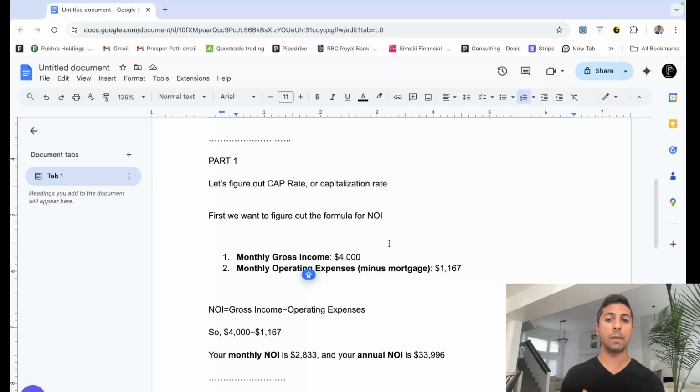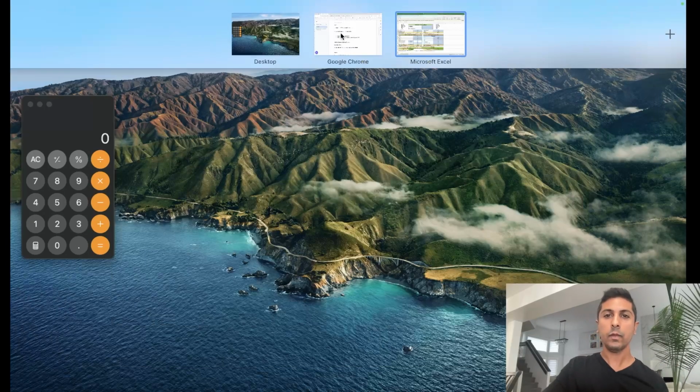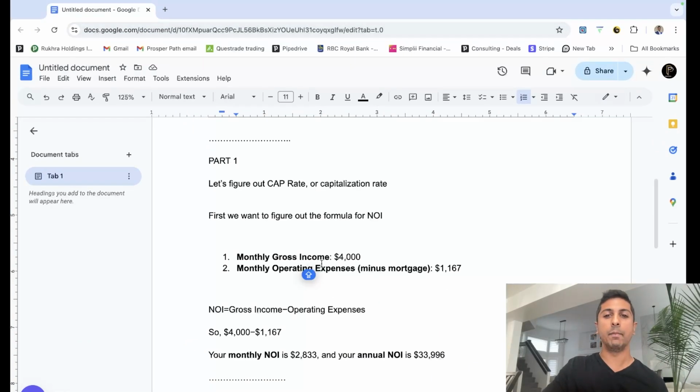So again, for our example, the first thing you want to do is figure out your monthly gross income, right? Going back to the sheet, our monthly gross income, like we talked about, was $4,000 a month here, right? 2,000 up, 2,000 down. Again, that's gross, not net. Going back to this formula, you also want to look at what's your monthly operating cost, right? What does it cost you every single month to operate this property minus the mortgage? Again, that's why I put that in brackets, minus the mortgage payment.